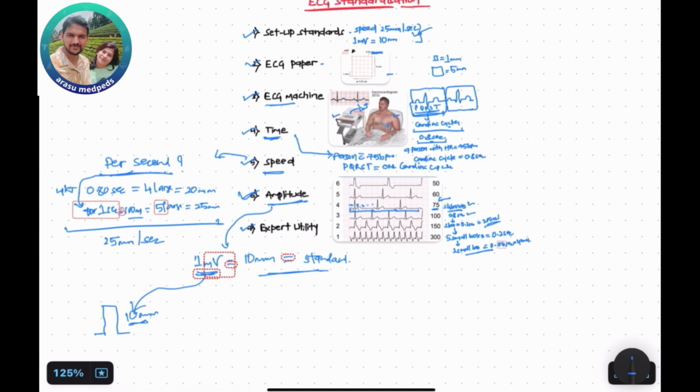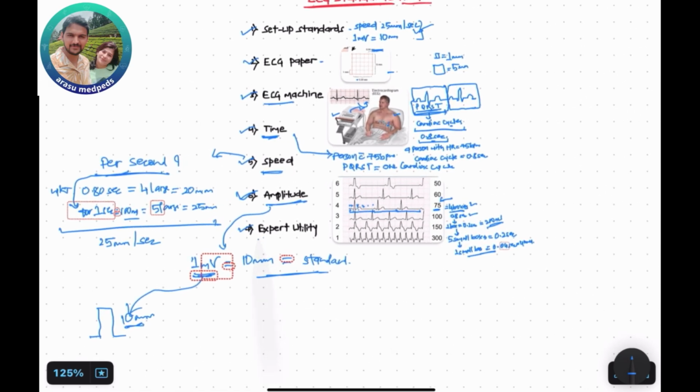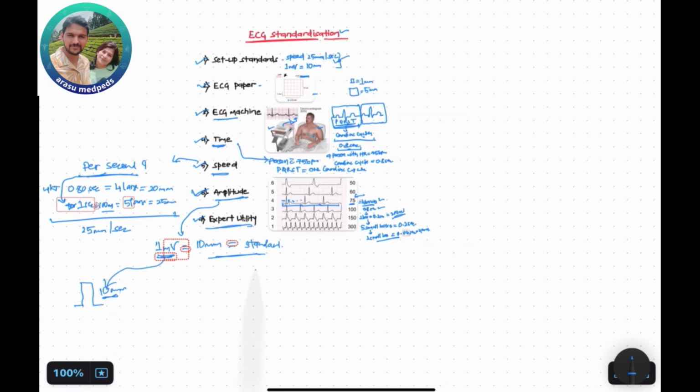Now at the end, I have told you that there is some discussion about the expert utility. Just to summarize, one small box, like 1 mm, is equal to 0.04 seconds. That is nothing but 40 milliseconds. We are just summarizing everything. One large box is equal to 5 mm, or containing 5 small boxes. So in timing, it will come to 0.2 seconds, nothing but 200 milliseconds.